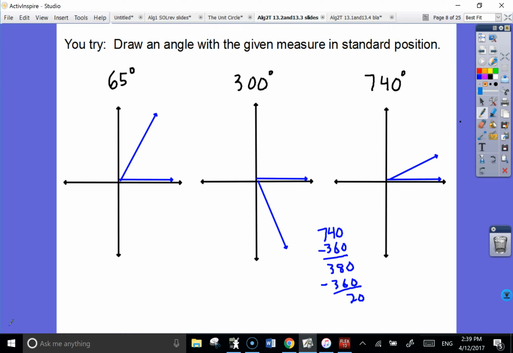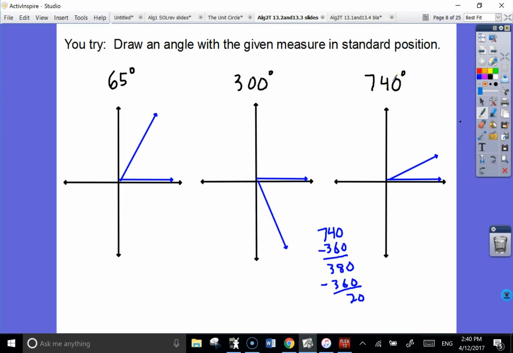Okay, so you had to draw the angle in the given positions, in the standard position for these given measures. Again, 65 degrees. That should be between 0 and 90 degrees. I drew my terminal side a little closer to the 90 than to the 0. Right? 300 should be beyond 270, but not to 360. Actually, it'd be like 30 degrees past 270, so there's my terminal side.